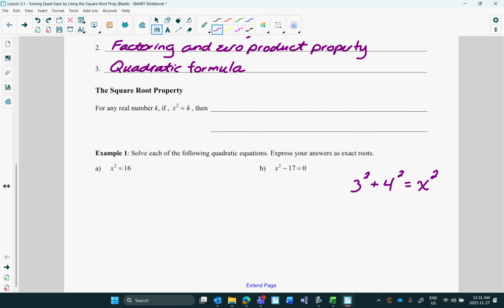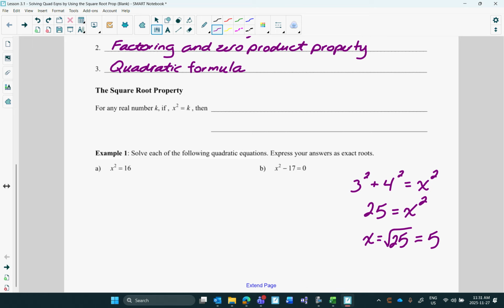9 plus 16. 25. Good. And then what would you do to get the answer for x? Take the square root of 25 and you get 5 and life would be wonderful. Except there's another answer.